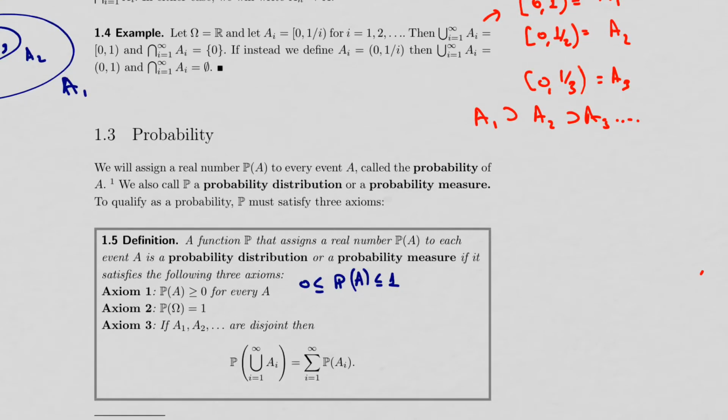So now for this section 1.3, we assign a real number P of A to every event A, which we call the probability of A. To define probability distribution or probability measure, we need three axioms. The first thing is probability of A is going to be a non-negative number for every event A, and the probability of whole space is going to be 1, and the probability of union of disjoint sets AI, we can write it as sum of the probabilities of AIs.